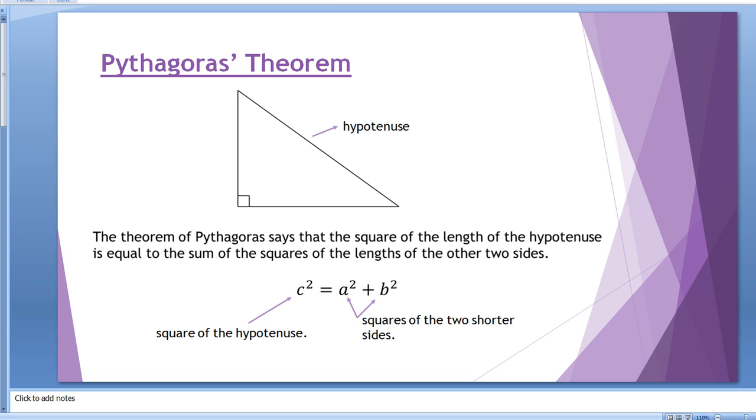Last lesson we looked at Pythagoras' theorem. Basically, what he said was that if you square the two shorter side lengths of a right-angled triangle, they'll add up to the square of the hypotenuse. Remember, one of the cases we had was one where the two shorter side lengths were 3 and 4, and the hypotenuse was 5.